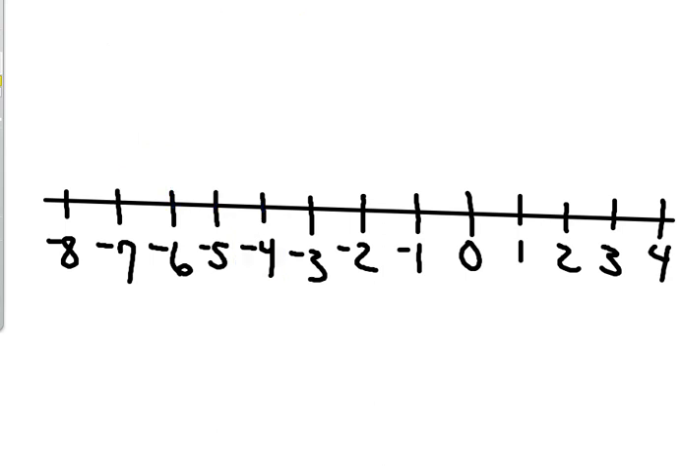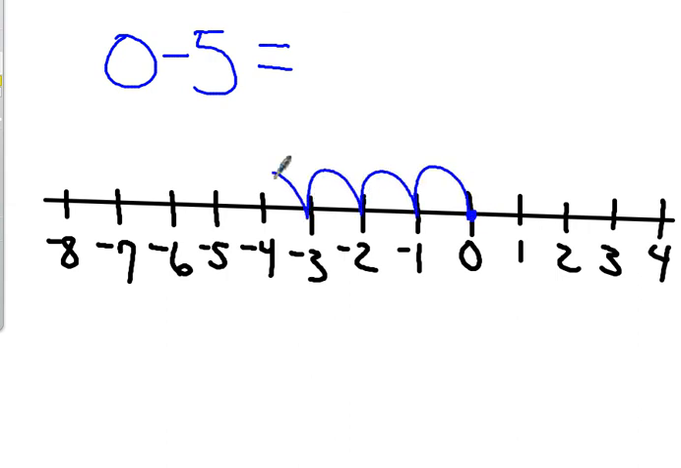All right, let's do one more. Let's go, we have the expression 0 minus 5. 0 minus 5. And this is fairly simple. We're going to start at 0, and we're going to go left 5 spots. 1, 2, 3, 4, 5. Where do we end up? At negative 5. Therefore, 0 minus 5 is negative 5.